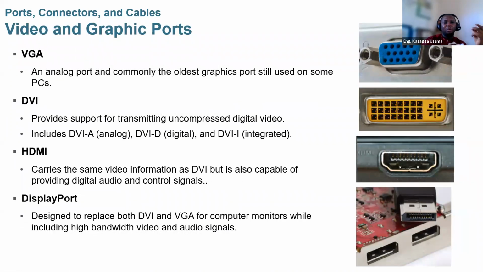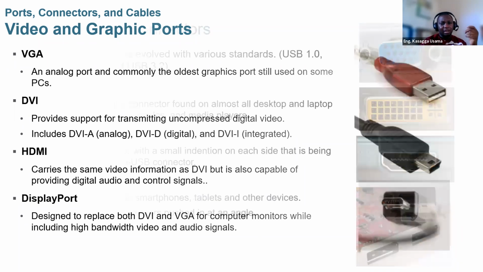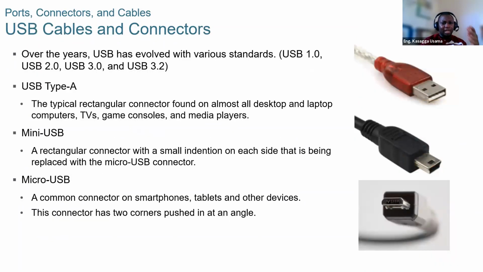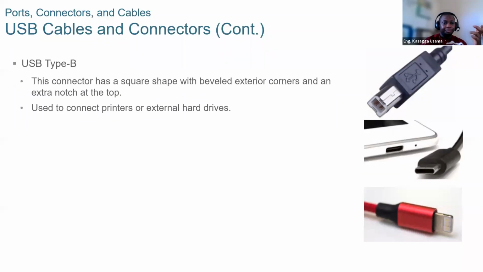Then we have video and graphics ports. The DVI, people so much in the movie industry are fond of using them. Then we have the VGA. You saw them in lab 4, those VGA cables. Then we have HDMI cables and the rest. All these are different cables which are used to connect to our machines.